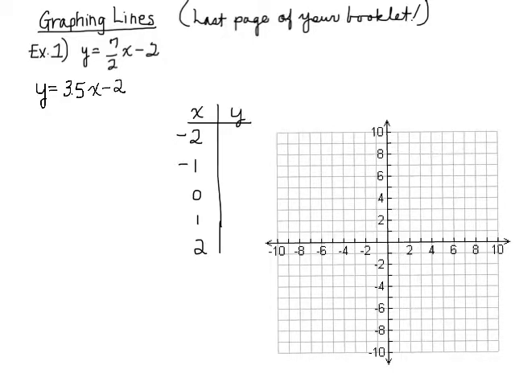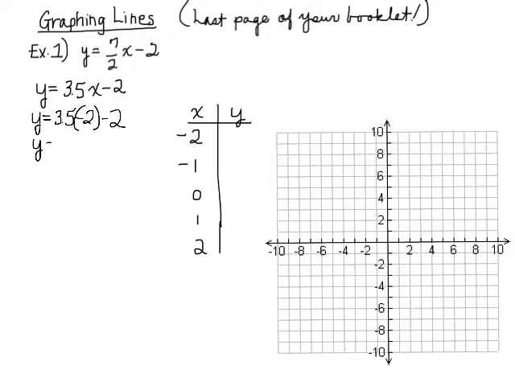So now we've got y equals 3.5 times x, minus 2. So we're going to take the information that we have in our table of values, our first x value, -2, and we're going to slot it in where this x is right here. We're just doing a substitution. So this is what it's going to look like. So y equals 3.5 times -2 minus 2.